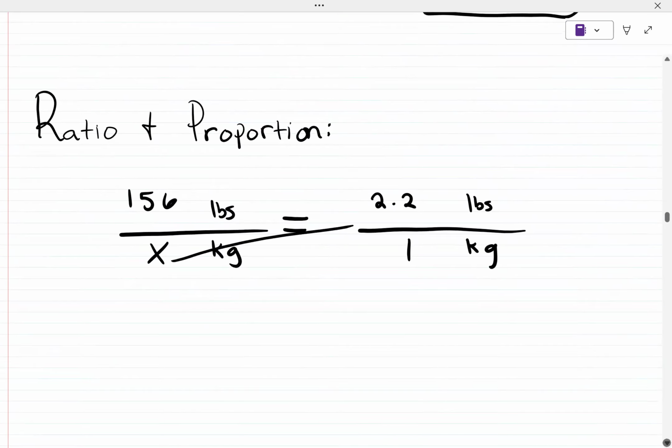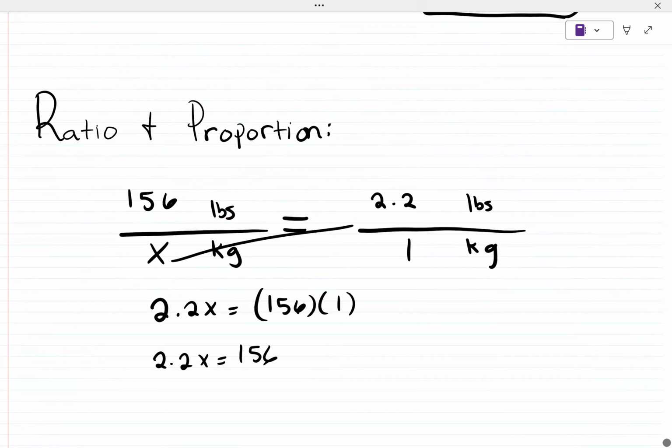Okay, go ahead and cross multiply. So this is 2.2x equals 156 times 1. So that's 2.2x equals 156. Divide this by 2.2, and you get 70.91.